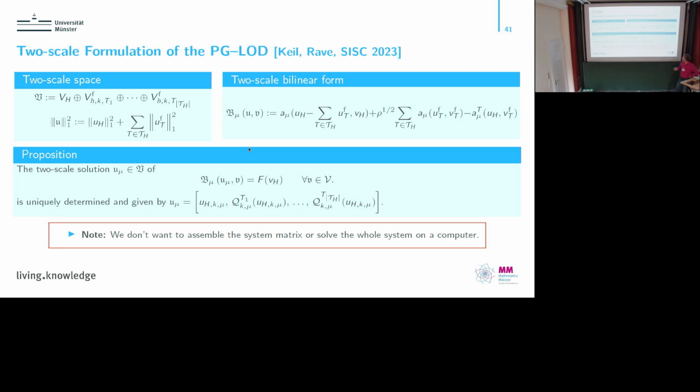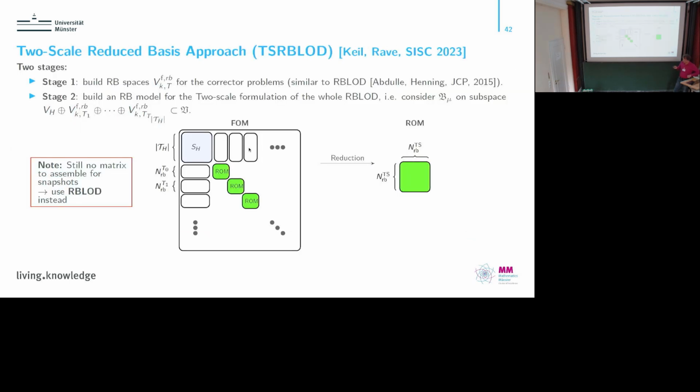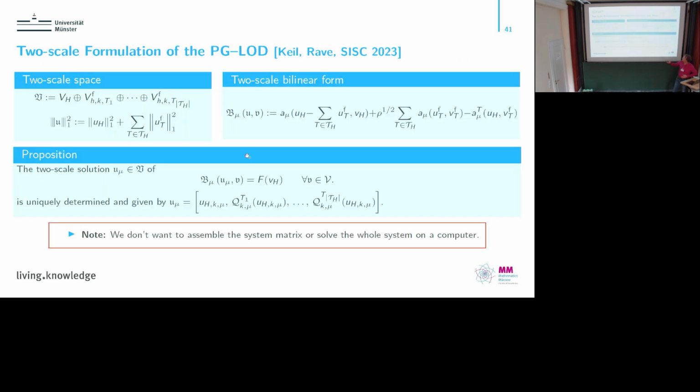Okay, can I ask, what are the T's? Are they overlapping subdomains, or are they elements, or what are the T's? So these T's are the macro elements. But non-overlapping? Non-overlapping. So like in the LOD. But of course, in the subproblems here, you see that this is A_T, so you're restricted, but this one is on the whole domain.